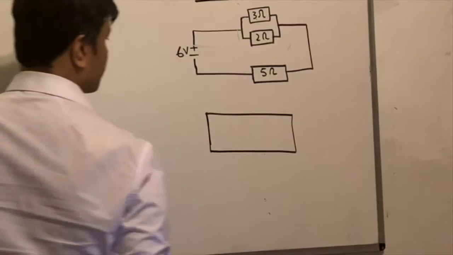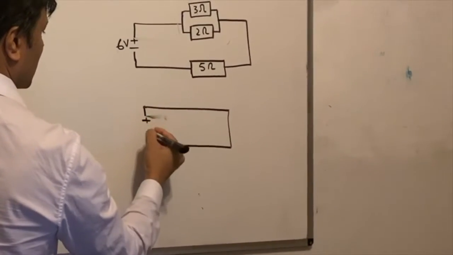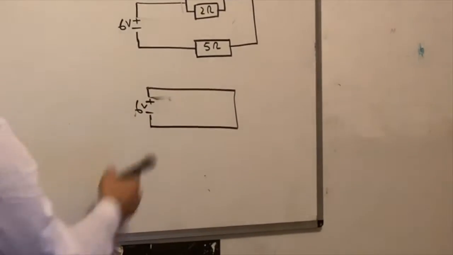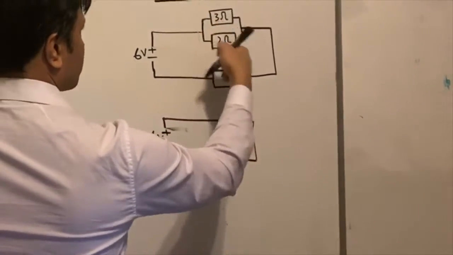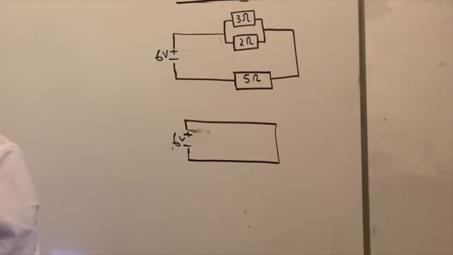a rectangle. So what is the voltage? 6 volts. And as you see over here, we have to find the equivalent resistance, right? Yeah. How can we do that?